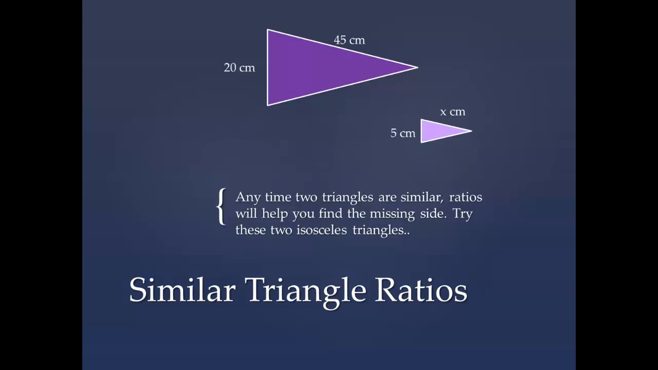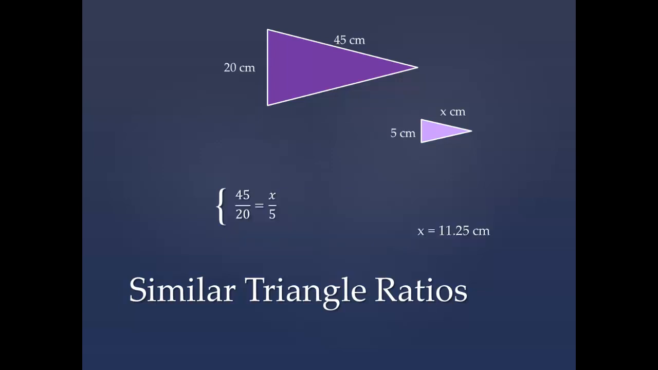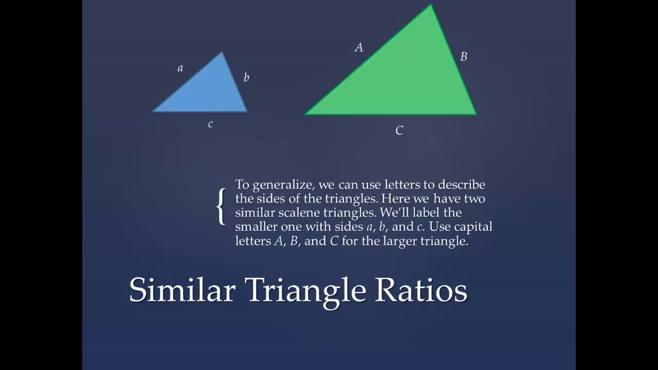Anytime two triangles are similar, ratios will help you find the missing side. Try these two isosceles triangles. Find x. 45 is to 20 as x is to 5. x is 11.25 centimeters. To generalize, we can use letters to describe the sides of the triangles.